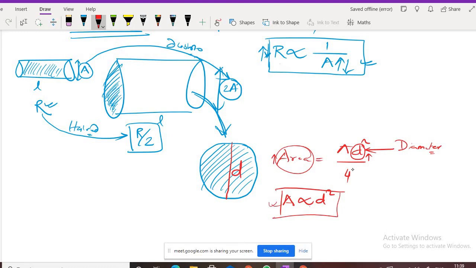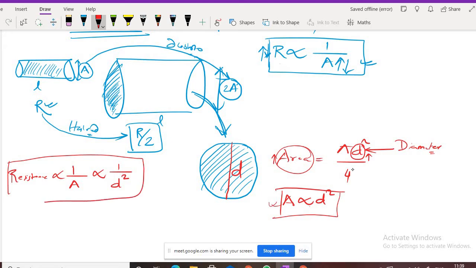I am trying to mean that resistance is inversely proportional to area. Also, it is inversely proportional to the diameter square. It is inversely proportional to the area and inversely proportional to the diameter square. Have you understood?